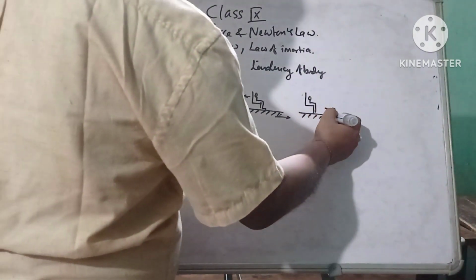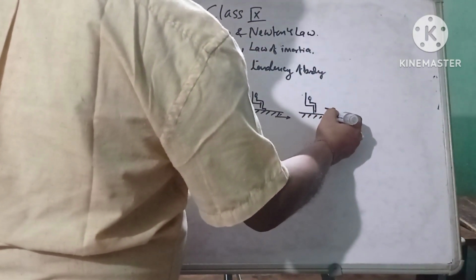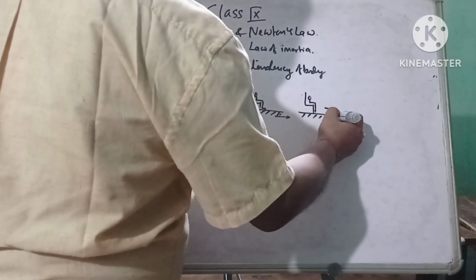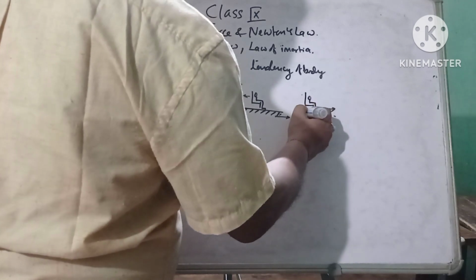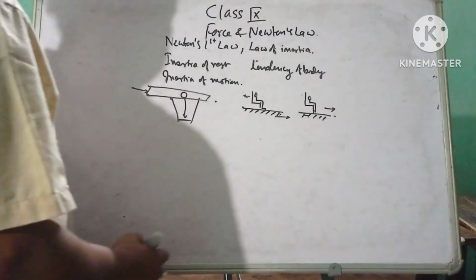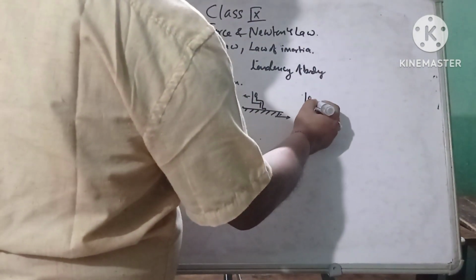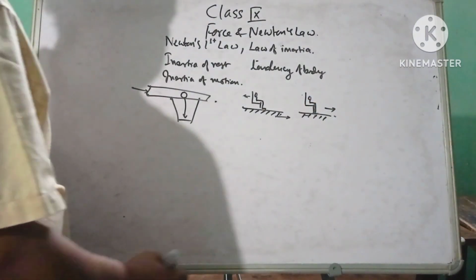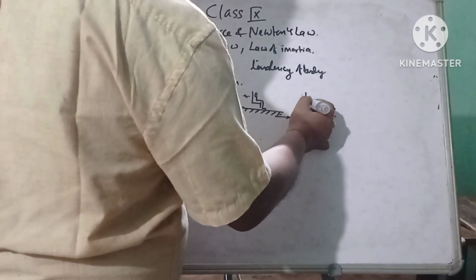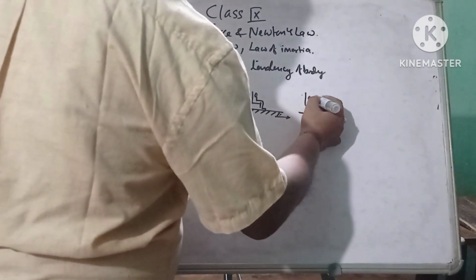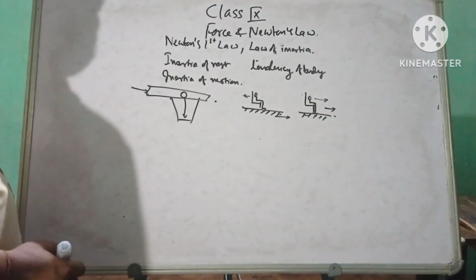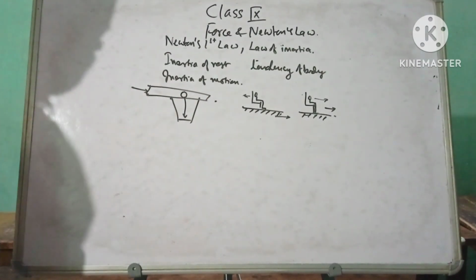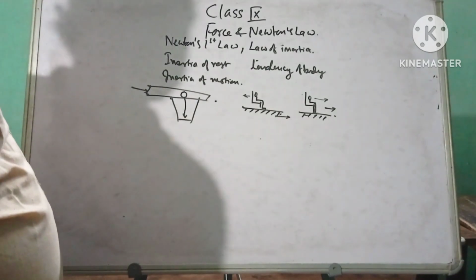Now when the bus applies brake and comes to rest, the lower part of the bus comes to rest. So here the lower part, that is the leg part, which is in contact with the bus, comes to rest, but your upper part is still in motion, so you move forward. This is the example of inertia of motion. So here you see, this is what Newton's first law states.